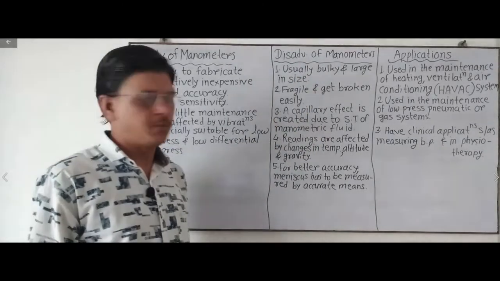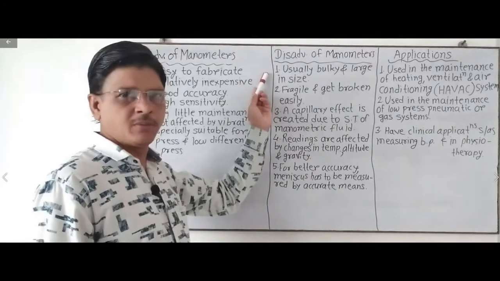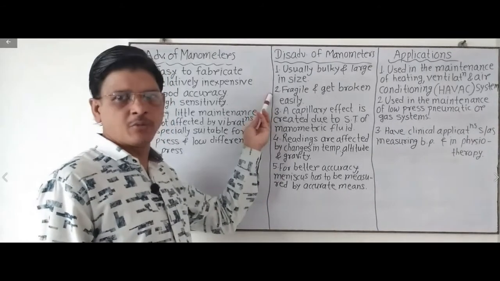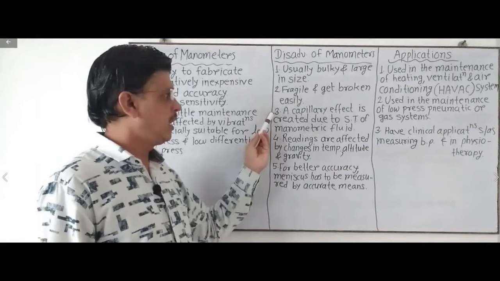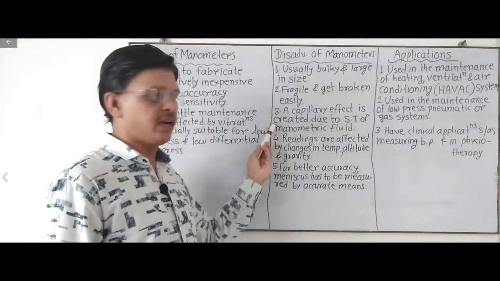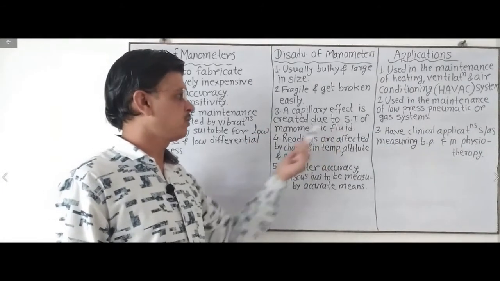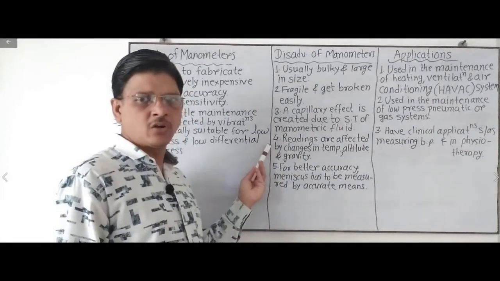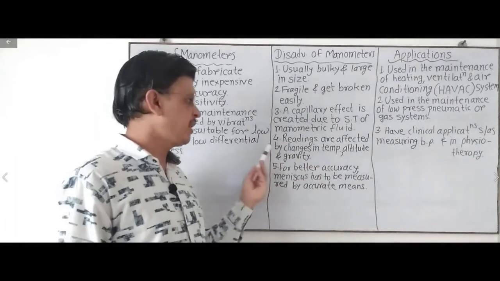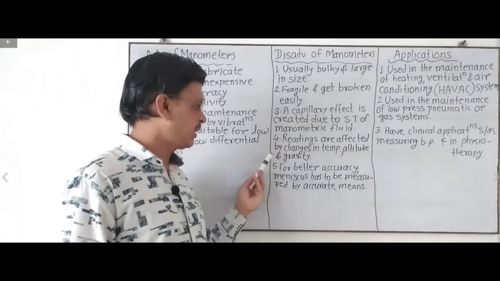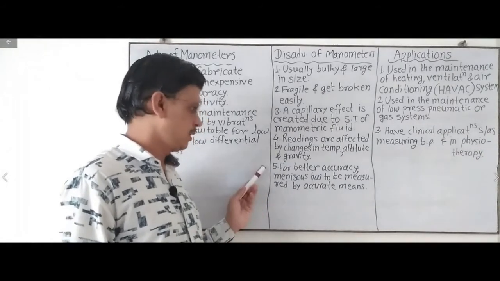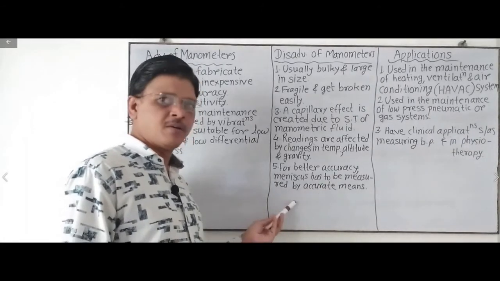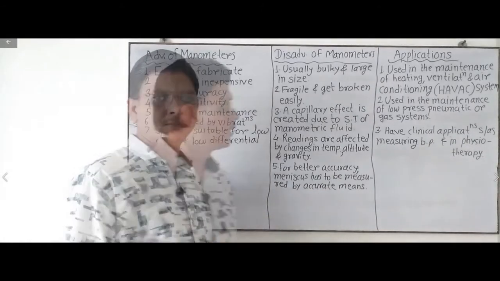Disadvantages of manometers: they are usually bulky and large in size, they are fragile and get broken easily. A capillary effect is created due to surface tension of the manometric fluid. Readings of manometers are affected by changes in temperature, altitude and gravity. For better accuracy, the meniscus has to be measured by accurate means.